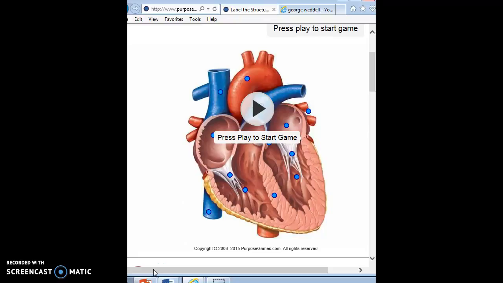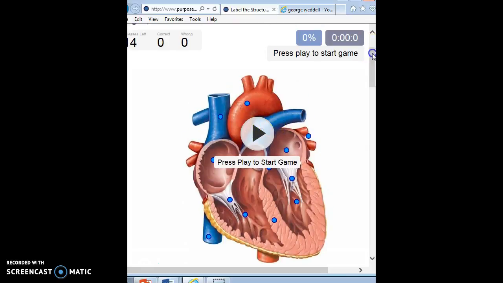Today we're going to be doing a purpose games on the function and explanation of the heart. So if we get right into it.